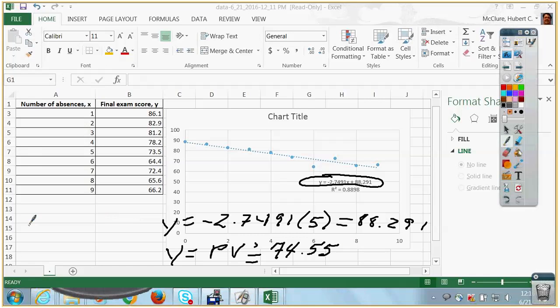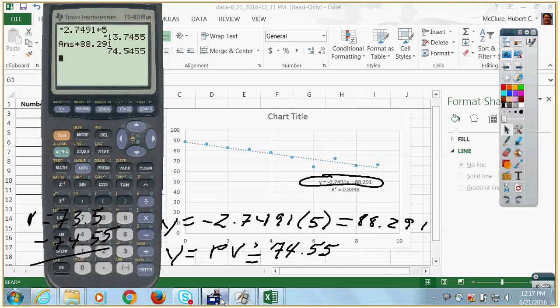Now, to get your residual, that's going to be 73.5 minus 74.55. And that's going to be negative 1.05, and that's your residual. So the residual is equal to negative 1.05, and that is below.